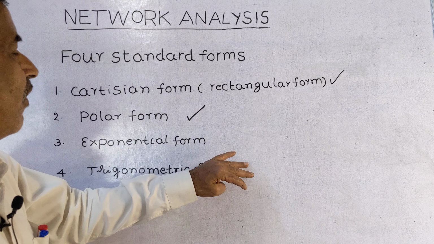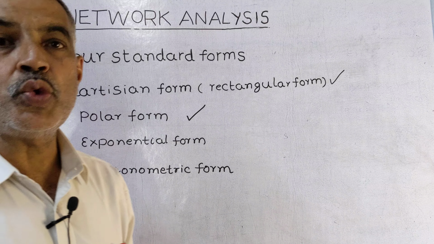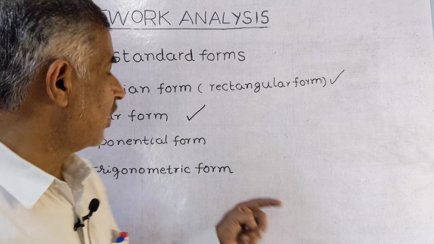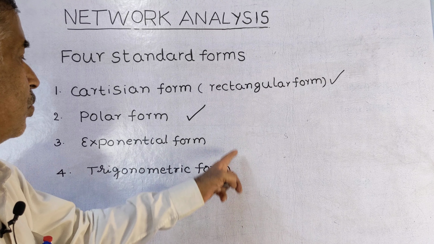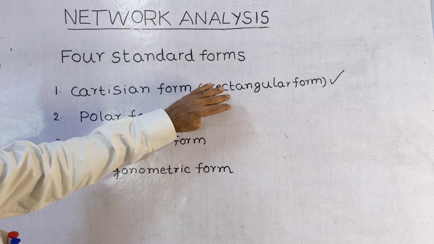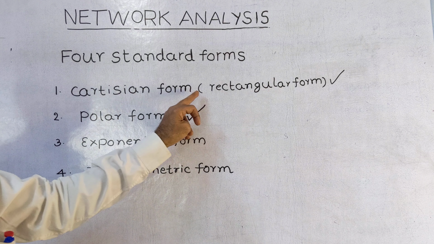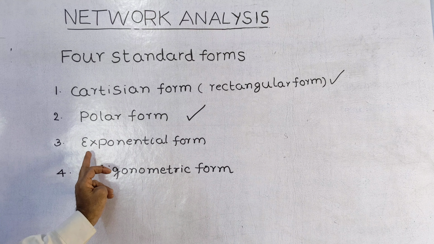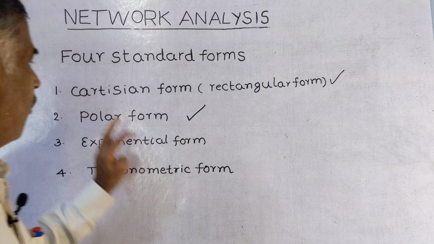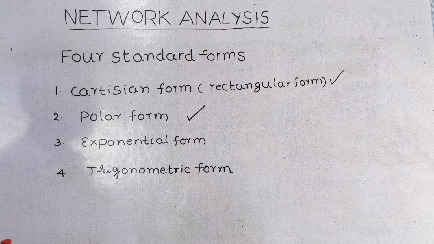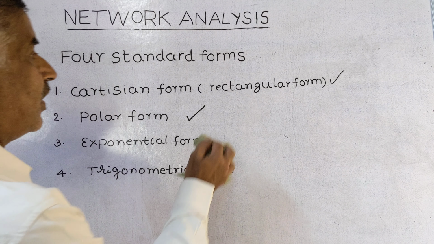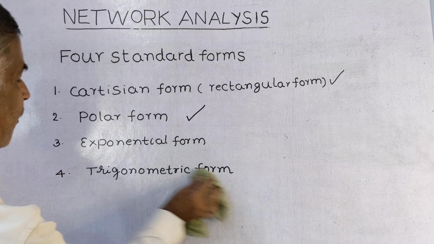Only for the sake of understanding the rules of addition, subtraction, multiplication and division, we have to go through the last two methods. Otherwise, we restrict ourselves to the first two forms: Cartesian form, polar form, exponential form, trigonometric form. First I will take up Cartesian form, which is also known as rectangular form.